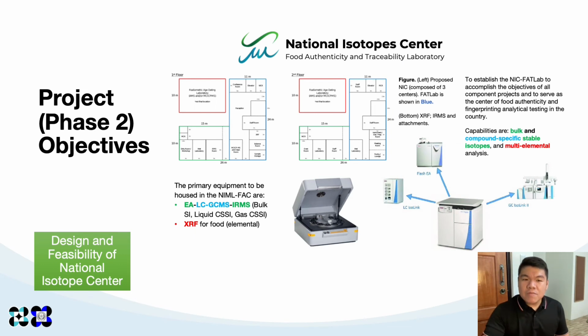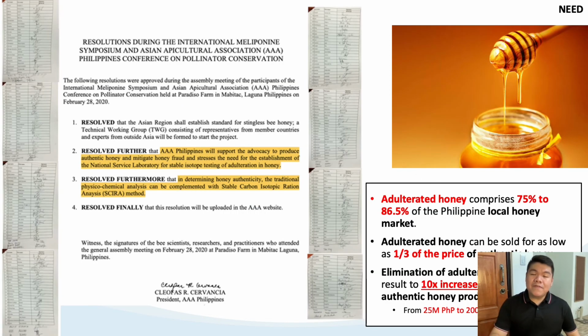The fifth and last objective of this project is the feasibility study and detailed designing of what we call the National Isotopes Center. Now, we envision this to be a state-of-the-art laboratory and a central facility for food authenticity testing and traceability analysis in the Philippines. We envision this project will have a great positive impact to our local honey industry.